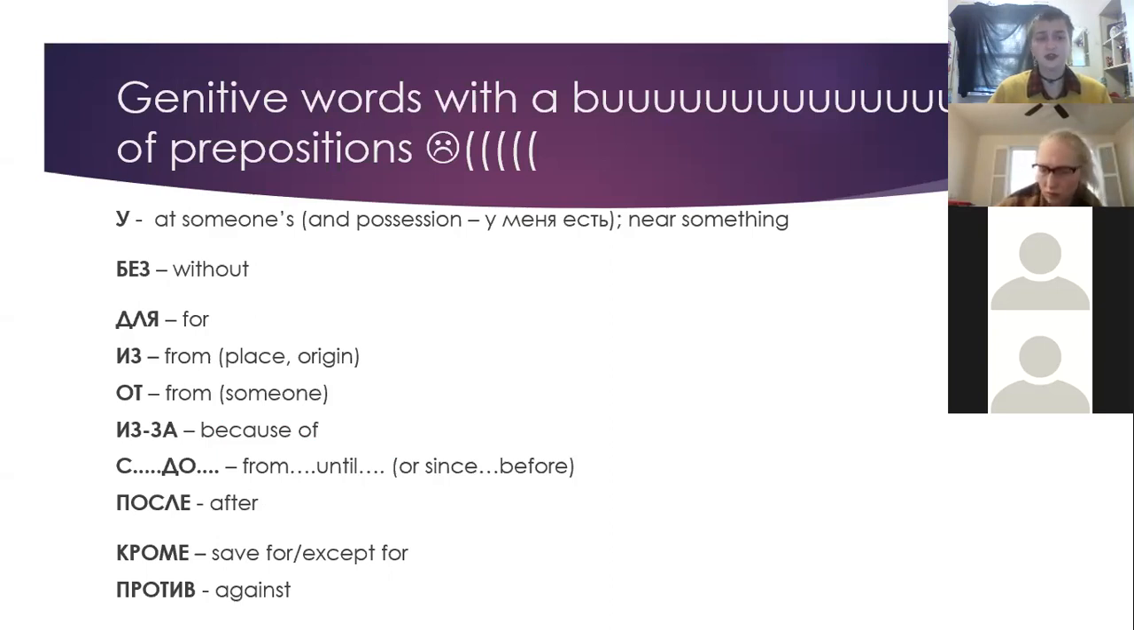Без, without, is 100% genitive preposition. Для, for. Not the за kind of for, in exchange for something or voting for something, but for as in like in your favor. Here's a thing for you, для тебя. Or it's difficult for me. Это трудно для меня.